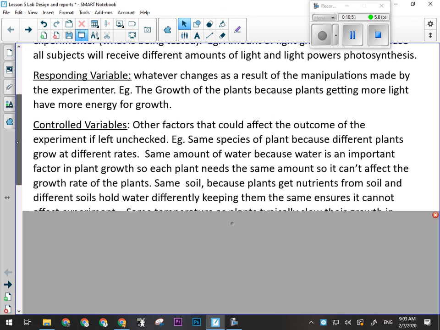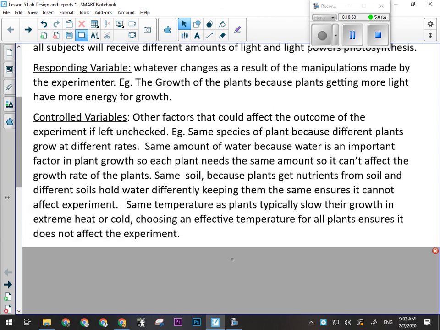So this one's going to be a little bit longer because I've got an explanation for each one there. Basically, controlled variables are anything that could affect the experiment were they not controlled. And so we want to make sure we explain how that works. So once we have the variables done, the next thing we need to do is come up with our hypothesis.